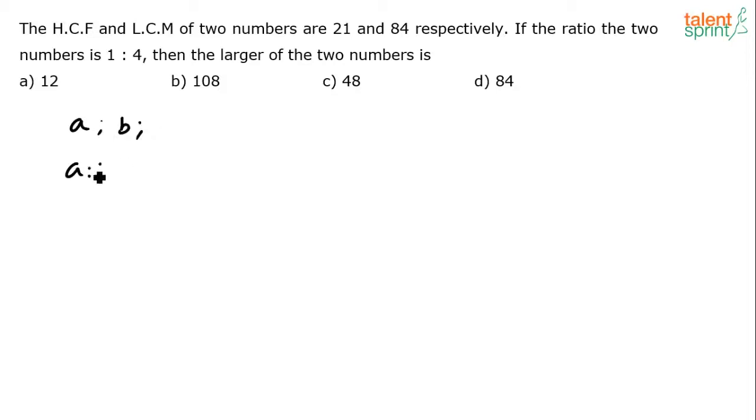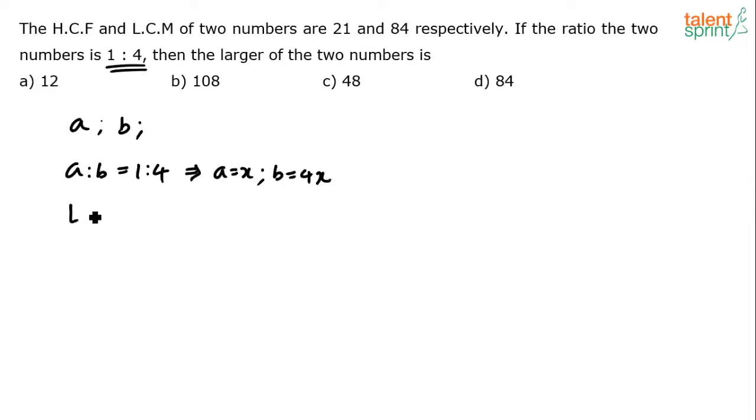The ratio of A to B is 1:4. The ratio of two numbers is 1:4. So I can say A is equal to X and B is equal to 4X. By the way, you don't have to write so much to conclude that A is X and B is 4X. That's understanding: 1:4 means X and 4X.